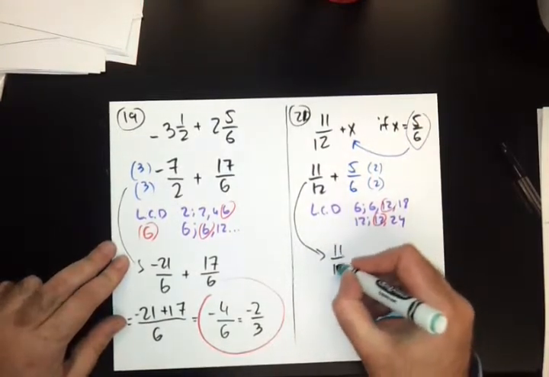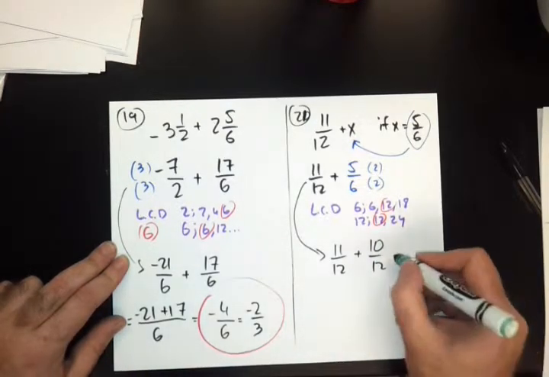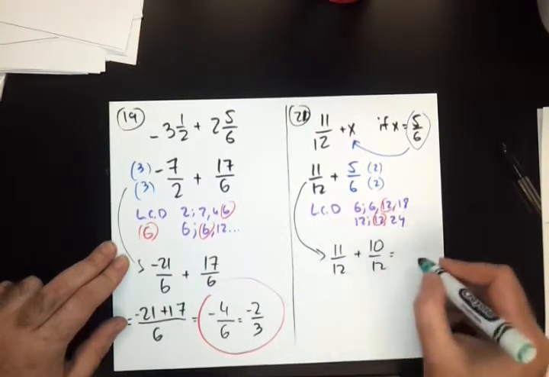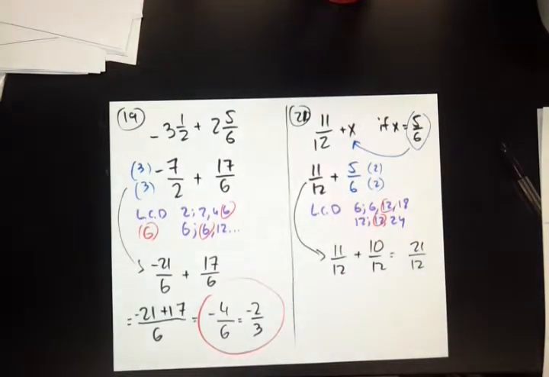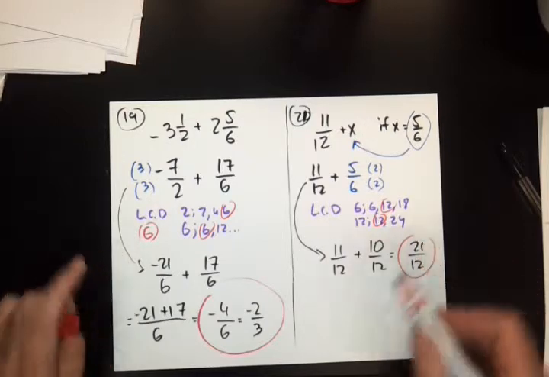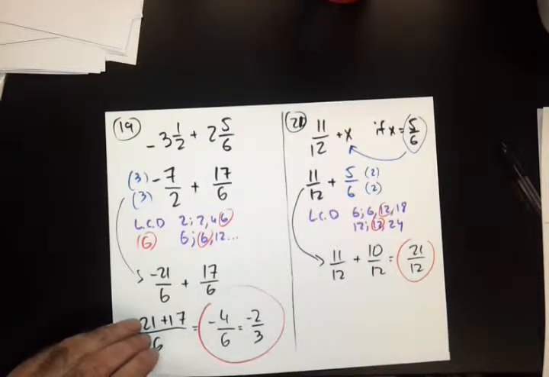So 11 over 12 plus 10 over 12 yields our answer, which is going to be 21 over 12. You can convert that into an improper fraction if you so choose. You don't have to. I'm not going to, but you can. And I'm going to do 21, 22, and I'm going to do 23 as well. I'm not going to do 24. That's just a problem with a large denominator. I'm going to tell you what the LCD should have been, and you can figure it out from there.